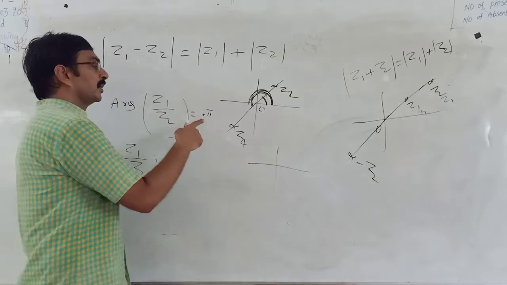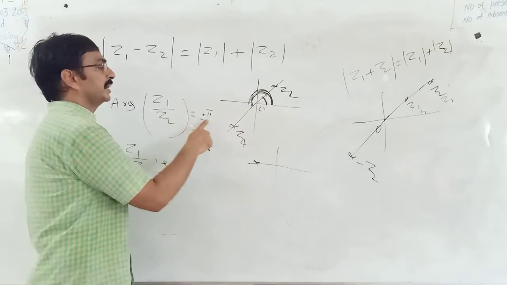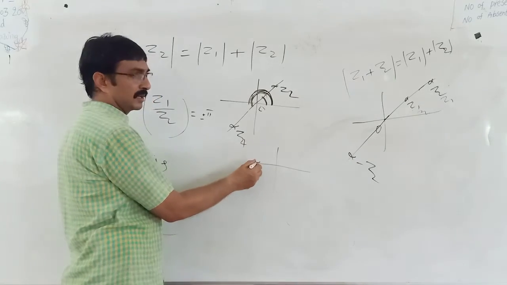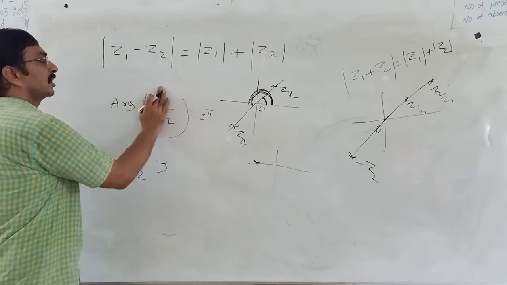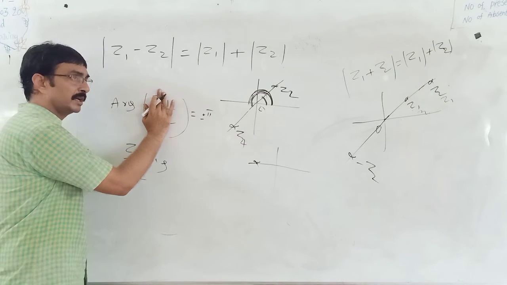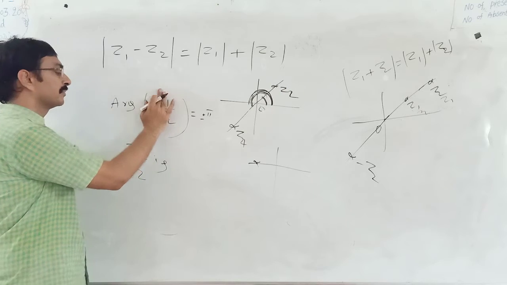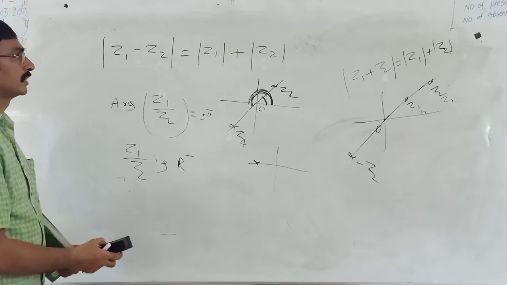But in the principal interval, there is only plus pi. So the argument of the complex number is pi, meaning that it lies on the negative x-axis. Therefore, the argument of the complex number is plus or minus pi, meaning that it is a purely negative real number. Therefore, Z1 by Z2 is a negative real number.